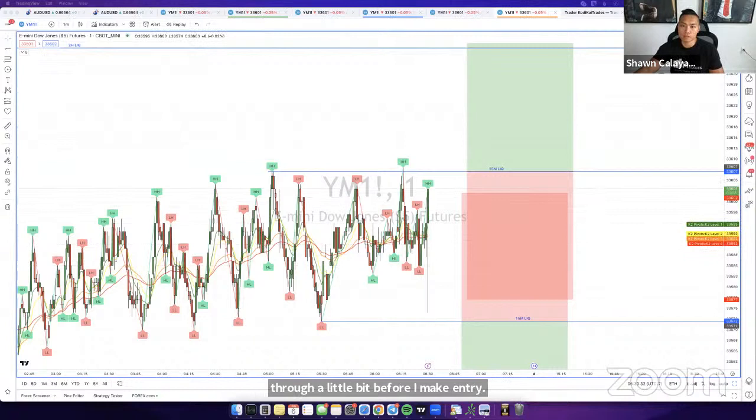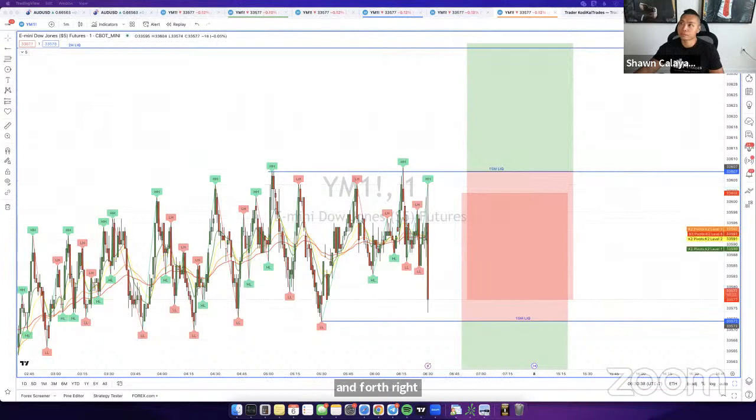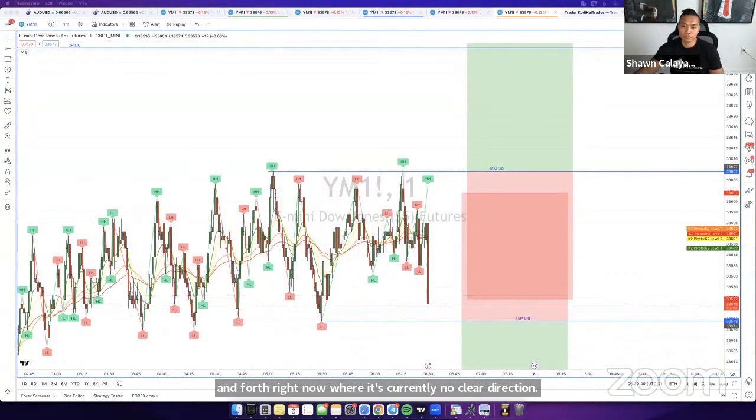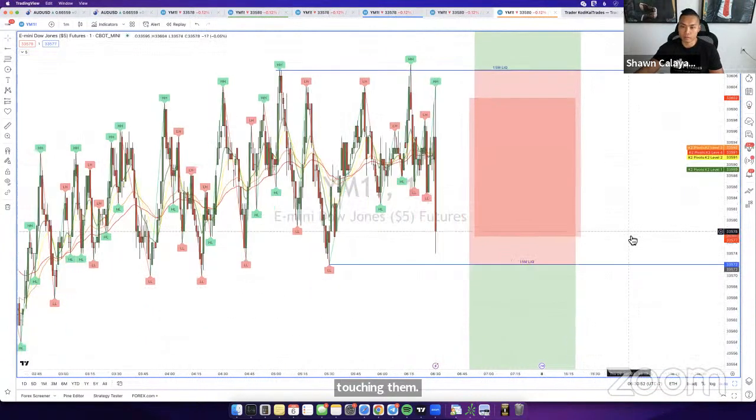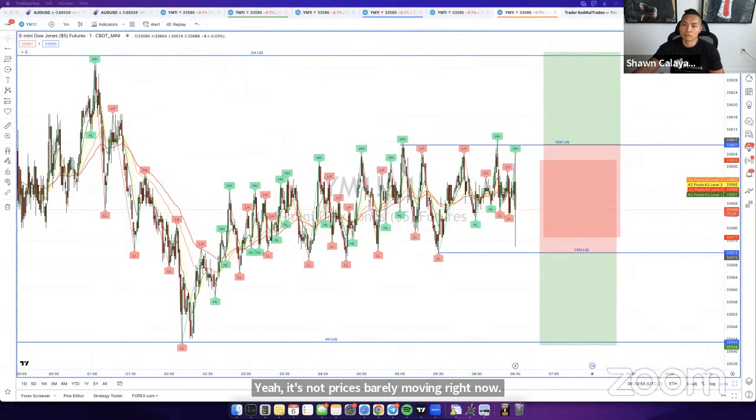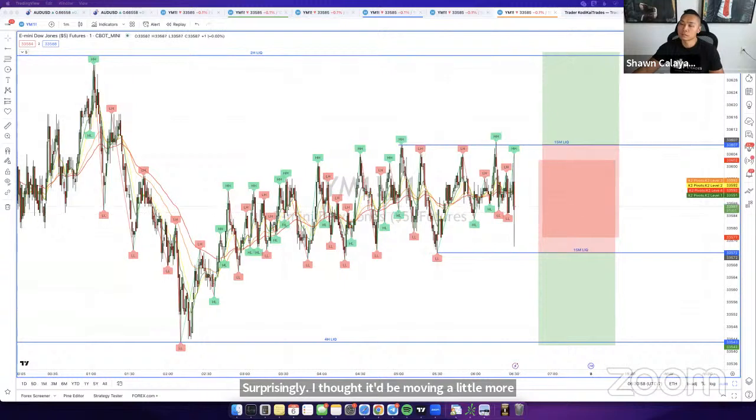You guys can see how this thing is just bouncing back and forth right now, where it's currently at. No clear direction. It's getting close to these areas, but not actually touching them. The price is barely moving right now. Surprisingly, I thought it'd be moving a little more, especially on open. All right, still watching. Neither level's been hit yet.